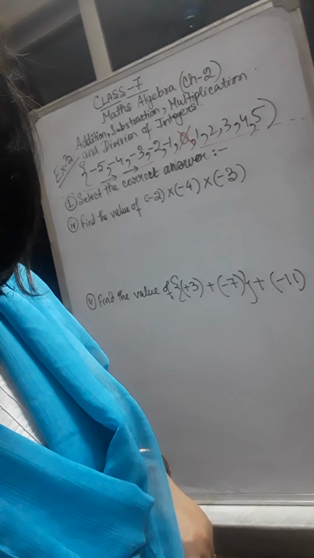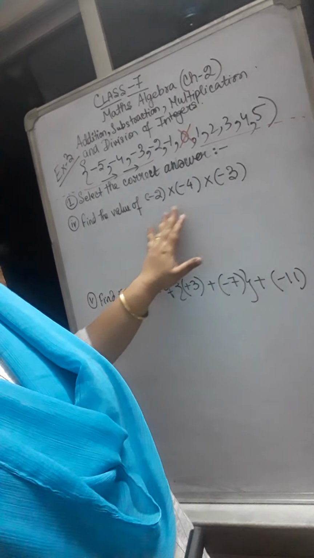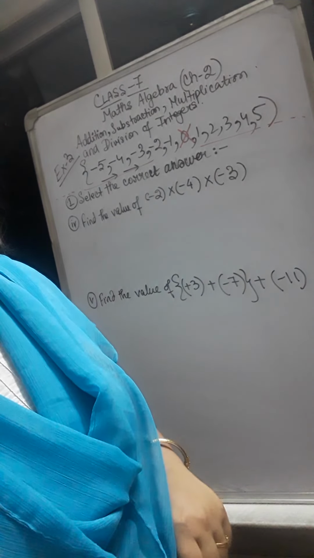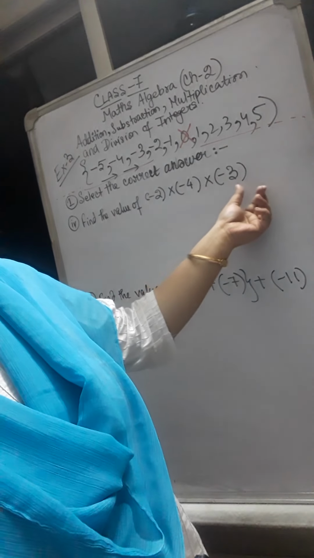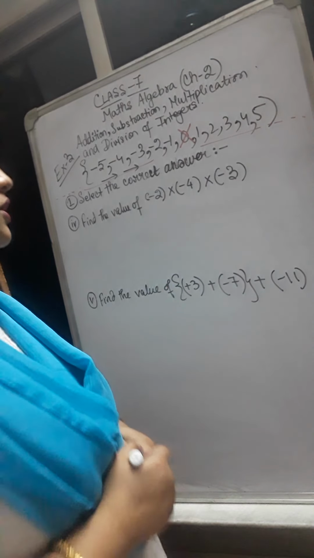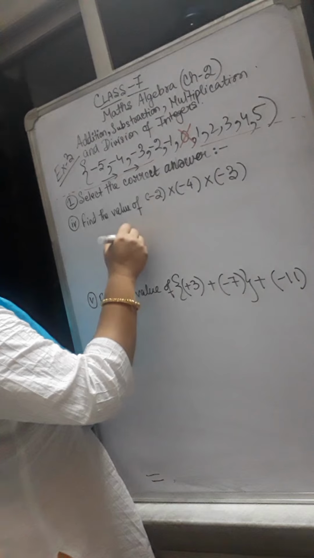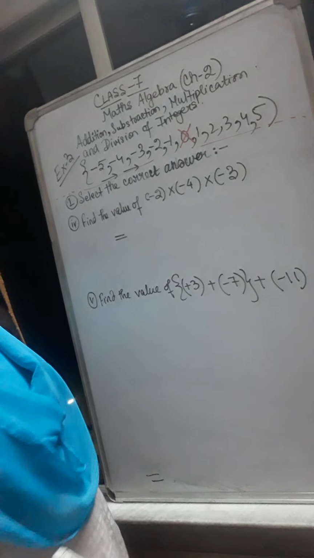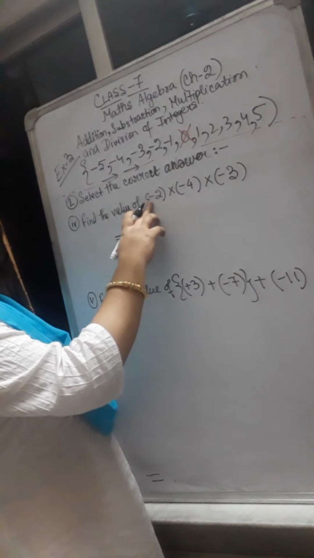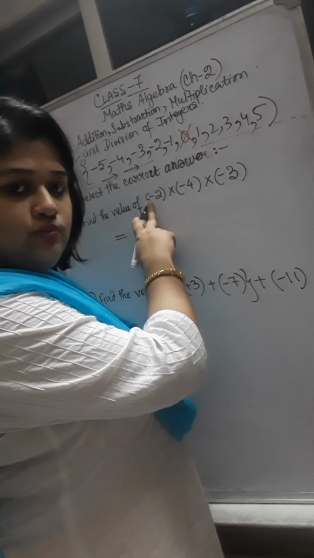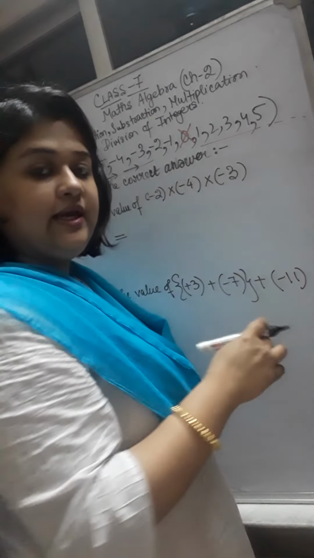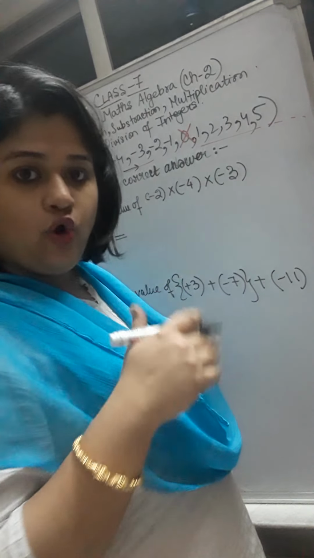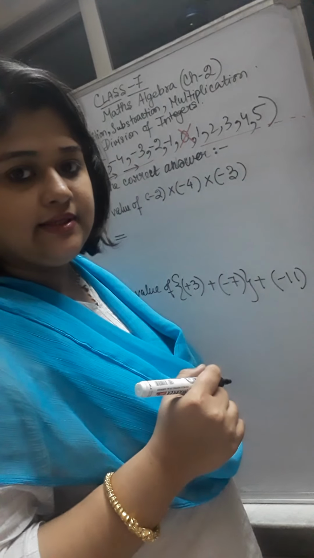Now find the value of minus 2 into minus 4 into minus 3. So there are 3 numbers with negative signs. How will you multiply? First you need to multiply the signs. The rule of multiplication: when you multiply the same signs, it will give you a plus sign, and when you multiply opposite signs, it will give you a minus sign.